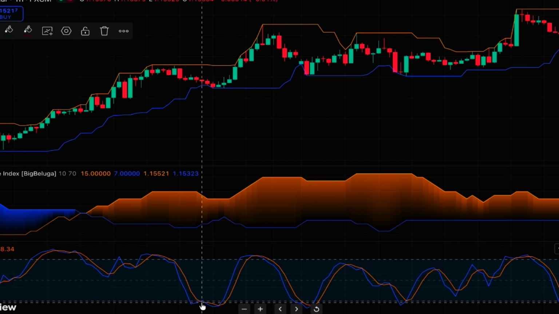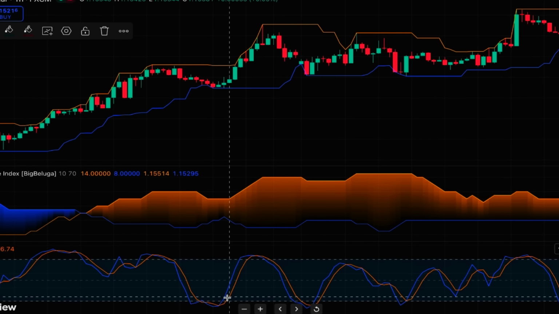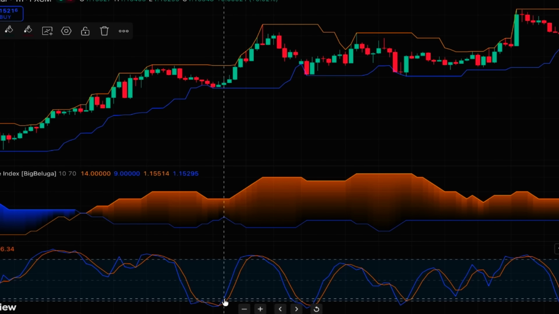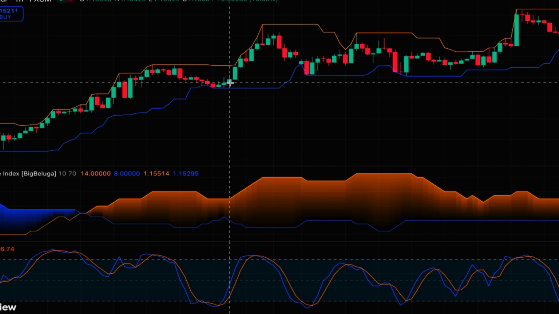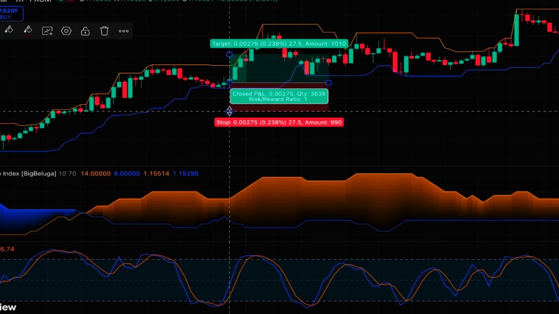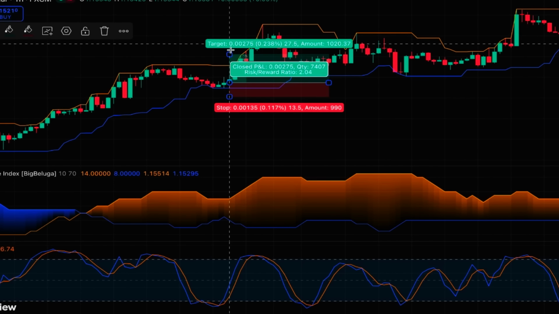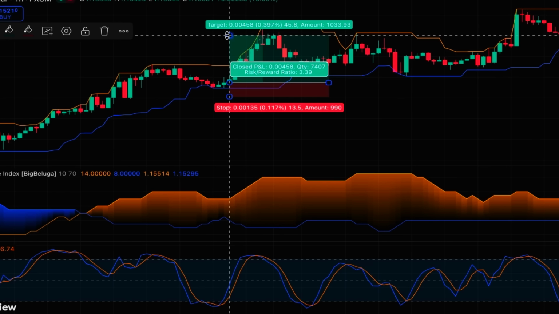For example, here, we shouldn't take any action, but here, when the candle is closed, the blue line is already above 20. So the buy signal here is confirmed, and in practice, we could enter a long position at this point with the stop loss below the blue line and profit target at 1.5 risk to reward ratio.